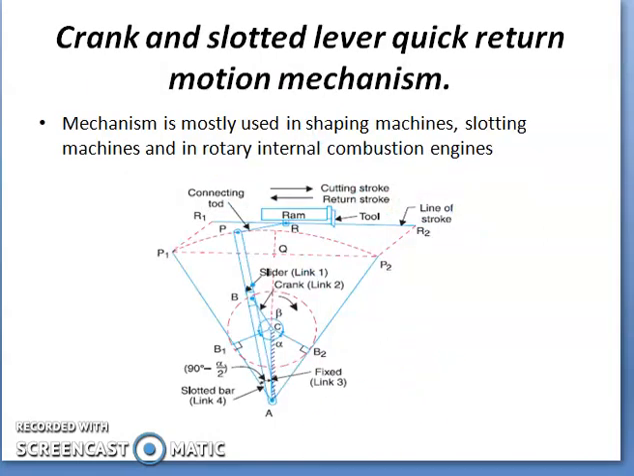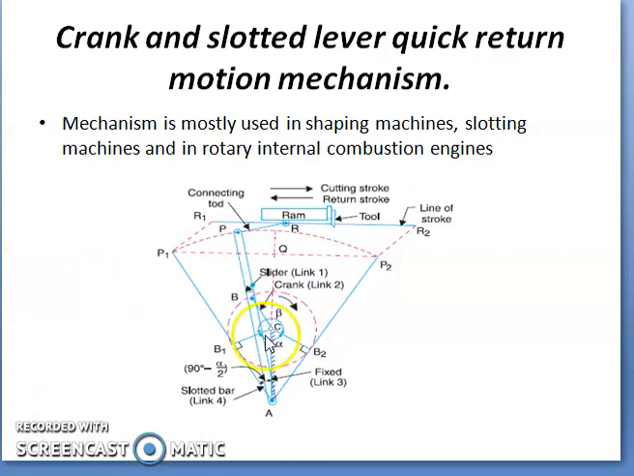Next, you can see the crank and slotted lever quick return motion mechanism. By quick return motion, we mean that while it is moving in the forward direction, it takes a longer time, and while it moves in the reverse direction, the time taken is very less. This is used in shaper and in slotter, where the time taken for the cutting stroke is longer when compared to the time taken for the return stroke.